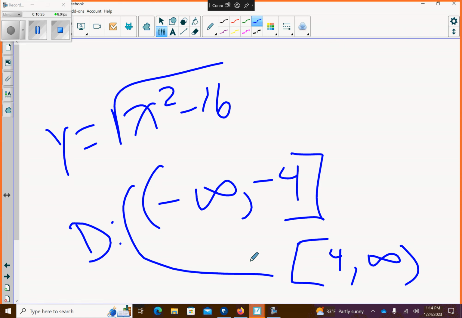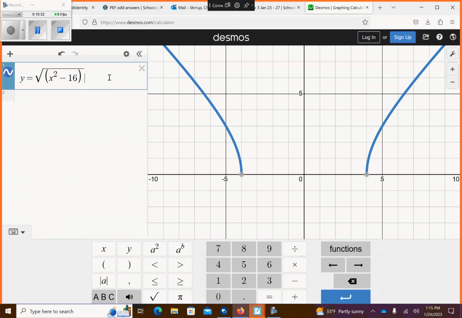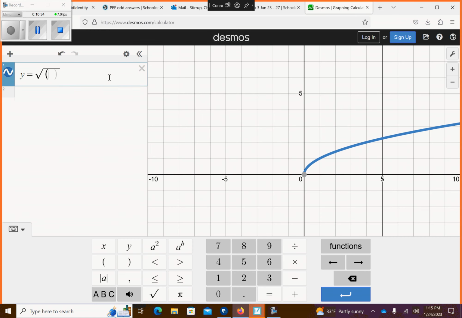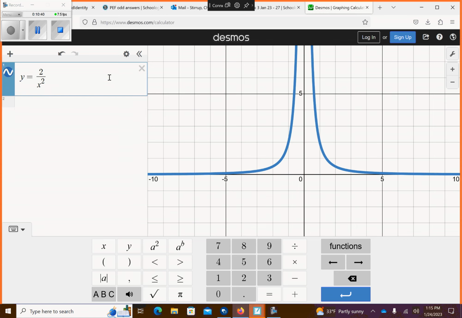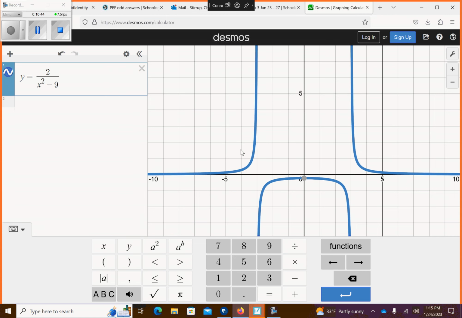And then letter E, I'm going to have two things on the bottom that don't work. I get 2 divided by x squared minus 9. So this is kind of like the woohoo, all kinds of happy stuff taking place.